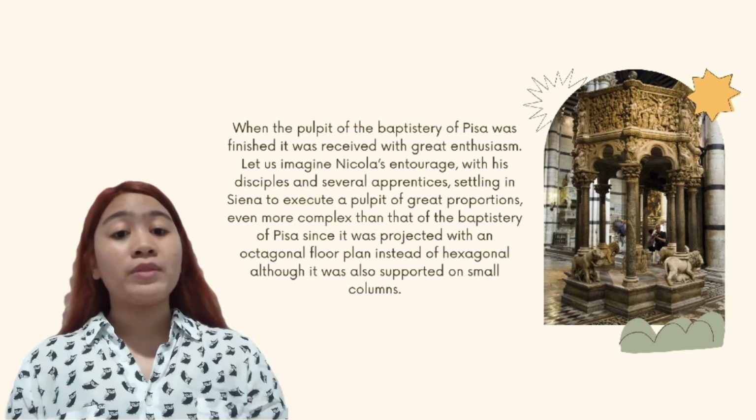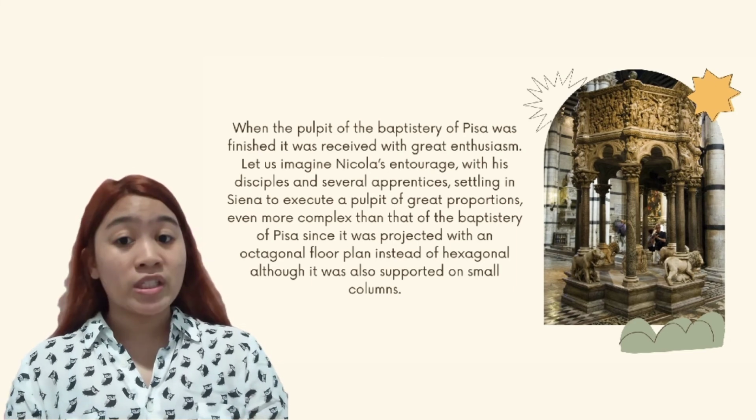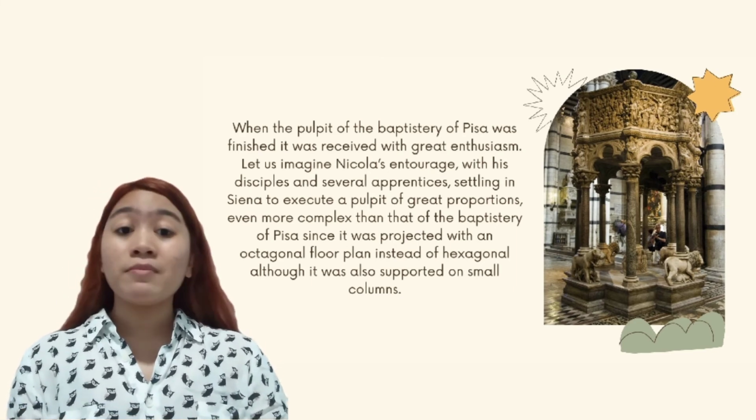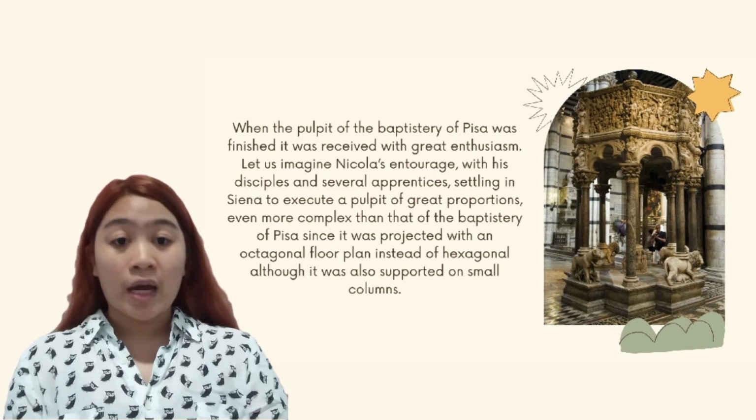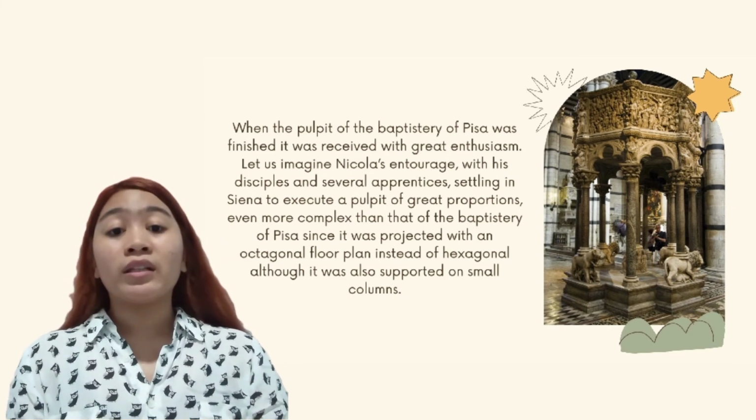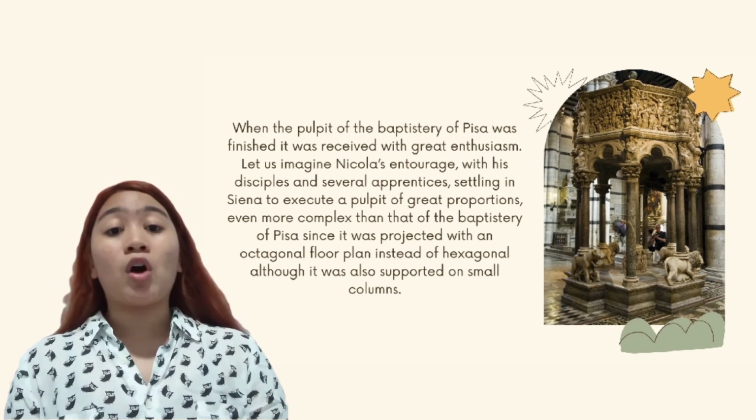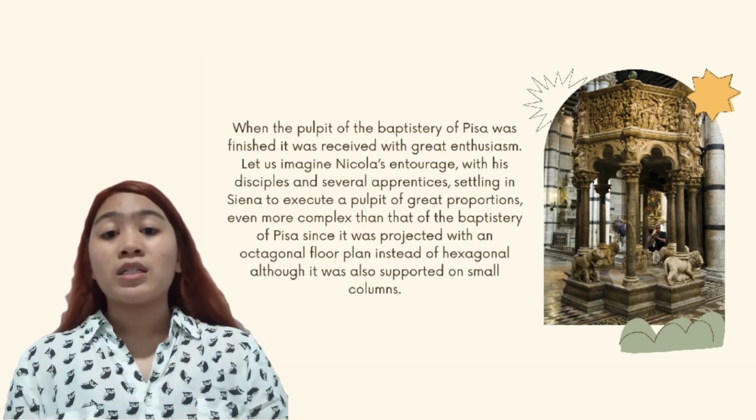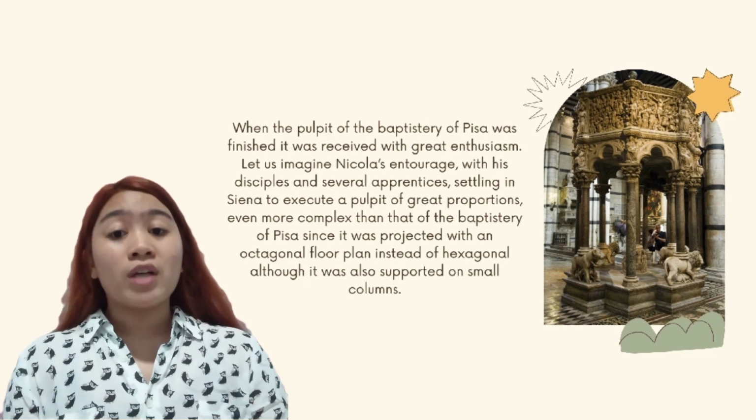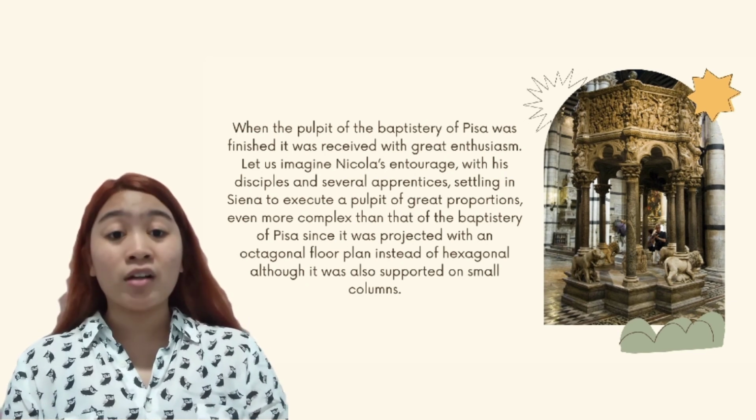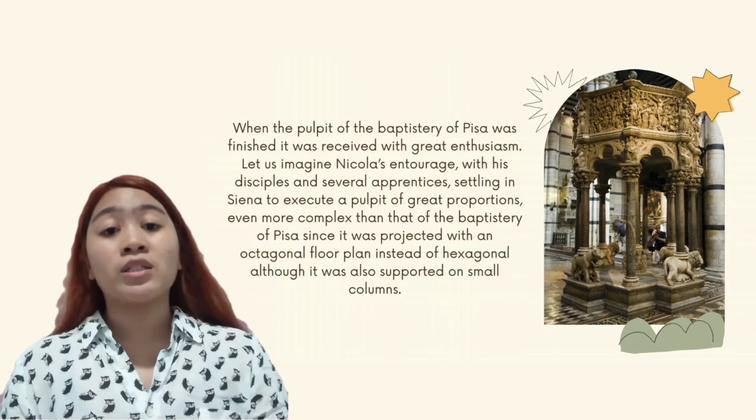When the pulpit of the Baptistery of Pisa was finished, it was received with great enthusiasm. Let us imagine Nicola's entourage, with his disciples and several apprentices, settling in Siena to execute a pulpit of great proportions, even more complex than that of the Baptistery of Pisa, since it was projected with an octagonal floor plan instead of hexagonal, although it was also supported on small columns.